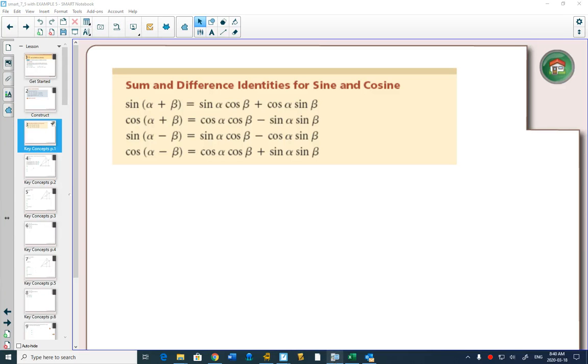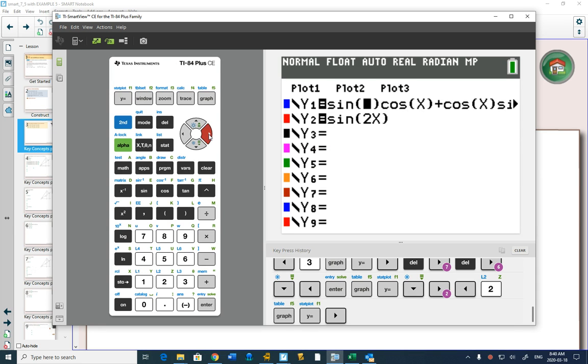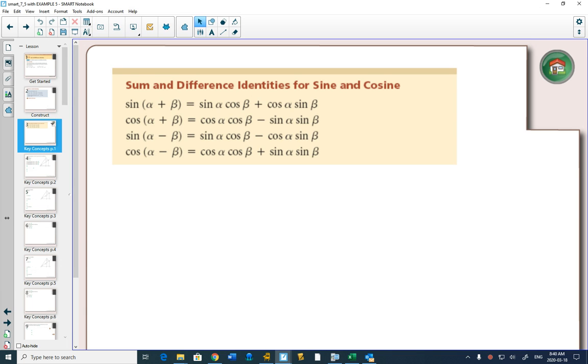So the next one you would try, you go back to your calculator, you would put in 2x and x. So sine 2x, cos 2x, and then cos 2x sine x. So what I've done is I replaced the alpha with 2x and the beta with x. According to the formula, that should equal sine of 3x.